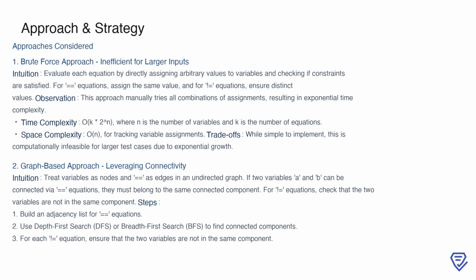If two variables can be connected through these equal sign edges, they belong to the same connected component. For not-equal-to equations, we check that the two variables are not in the same component. This introduces an efficient way to model the problem using graph traversal techniques such as DFS or BFS to identify connected components. Together, these approaches establish a foundation for understanding the solution space, but they also highlight potential limitations in scalability and efficiency.